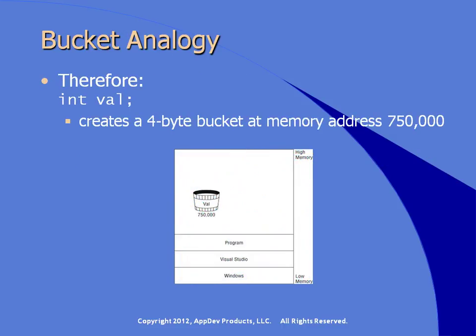However, the size of the bucket is determined by the type specifier for the variable. So we now know two things about the bucket. We know where it is, and we know how big it is. It's big enough to hold 4 bytes of data.